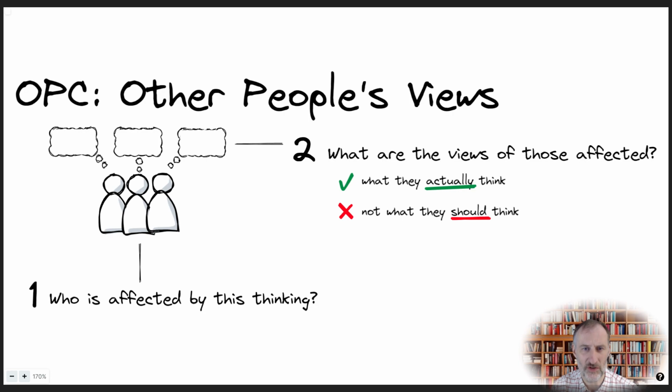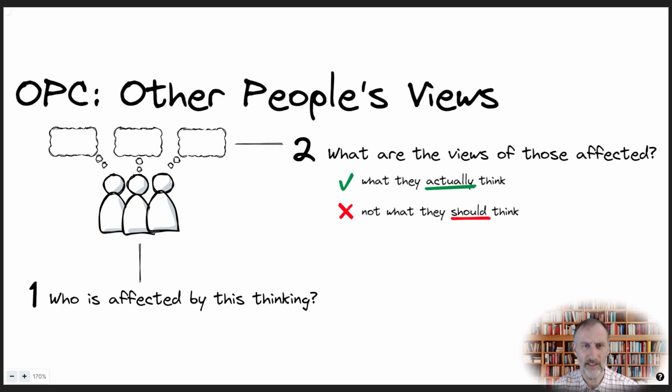The two key questions in OPV are, who is affected by this thinking and what are the views of those affected? OPV is always concerned with what other people actually think, not with what they should think. An OPV is about the specific views of other people. You must put yourself in the shoes of those people to think and feel as they do. OPV is not just a matter of alternative views on the subject. It is about views held by specific people.